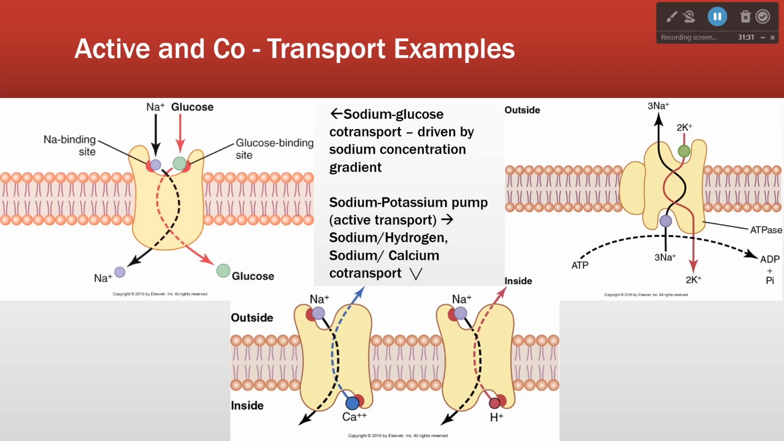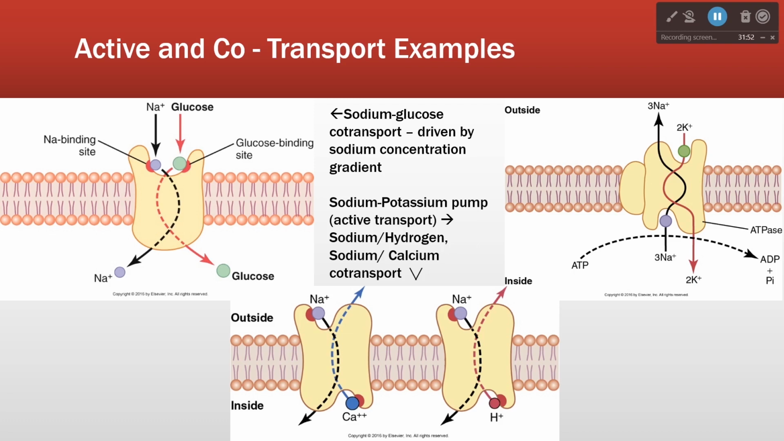We're going to see a lot of that. The body uses that mechanism, moves sodium to move something else, quite a lot, all right? So we're going to see that in the GI tract. We're going to see it in the renal system. We're going to see it quite often. Okay, so that's enough. This is a classic active transport.